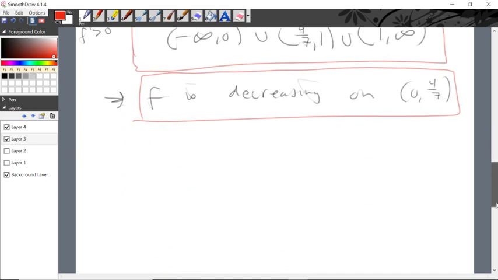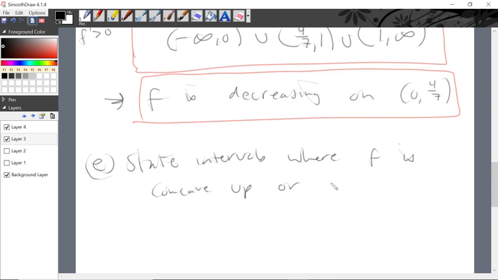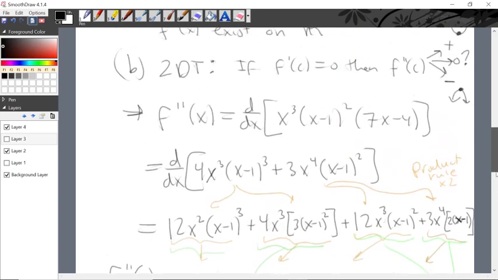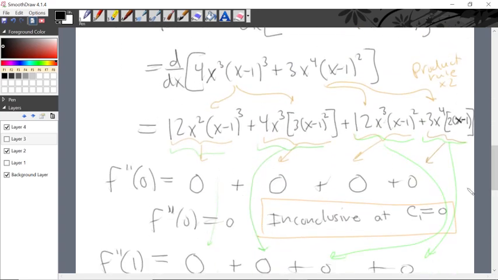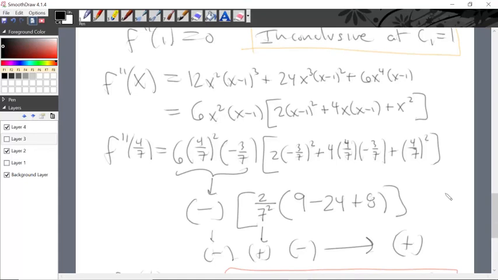All right, what about concavity? We can add that in here as well. State intervals where f is either concave up and concave down. Okay, so we need our second derivative then. Now, in order to find that, we would need to set the second derivative equal to 0. We also want to know in general where the second derivative does not exist. This is a polynomial though, so the second derivative is going to exist everywhere.